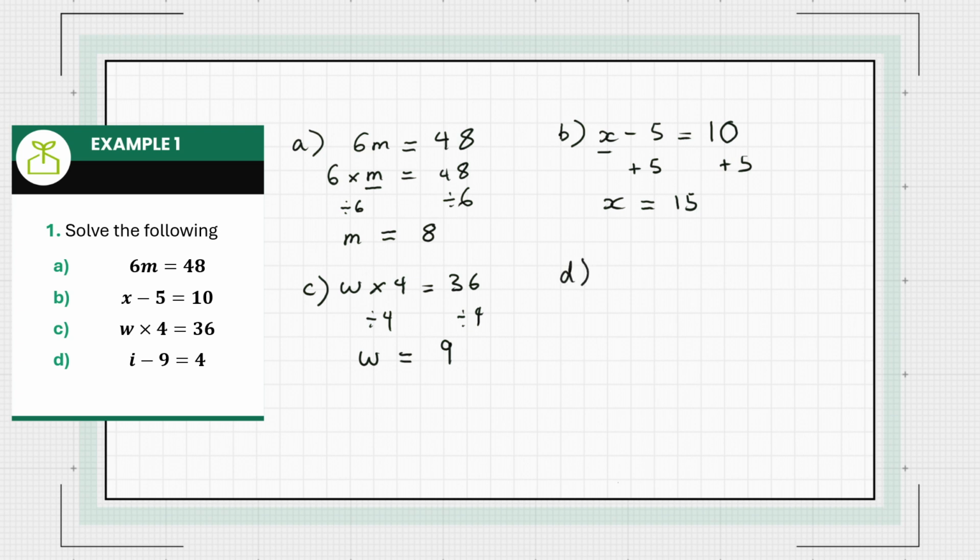Alright, last one, we have D. We have I minus 9 is equal to 4. Okay, let's create another equivalent equation by adding 9 to both sides. Now we have I is equal to 4 plus 9, which is 13.